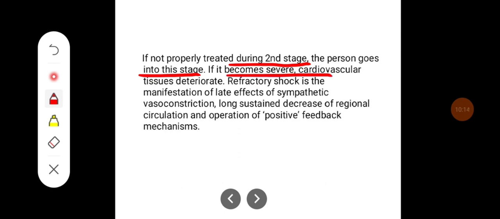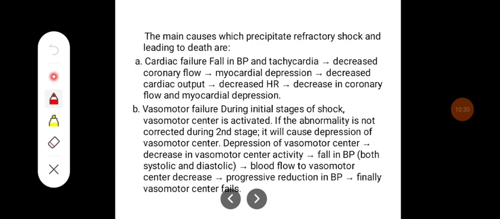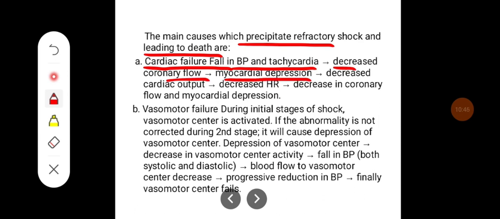If it becomes severe, cardiovascular tissues deteriorate. Refractory shock is the manifestation of late effects of sympathetic vasoconstriction, long sustained decrease of regional circulation, and operation of positive feedback mechanisms. The main causes which precipitate refractory shock leading to death are cardiac failure and fall in blood pressure, and tachycardia, which leads to decreased coronary flow, myocardial depression, and decreased cardiac output. Decreased coronary blood flow leads to myocardial depression, which can act as a positive feedback mechanism.